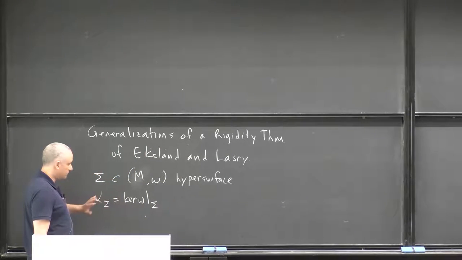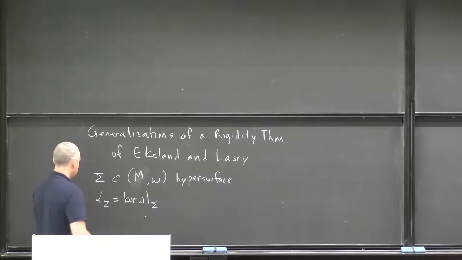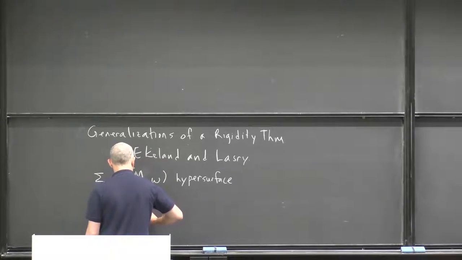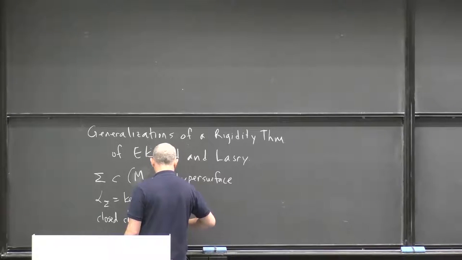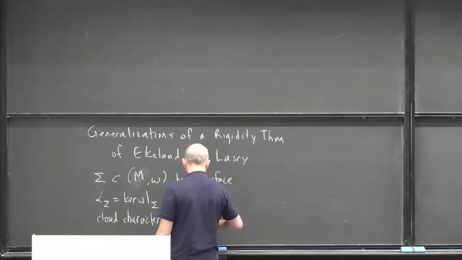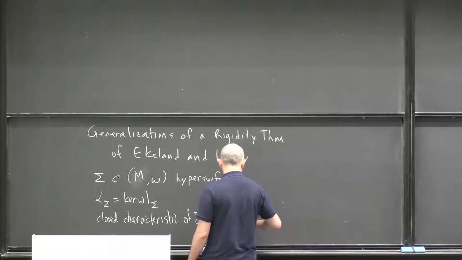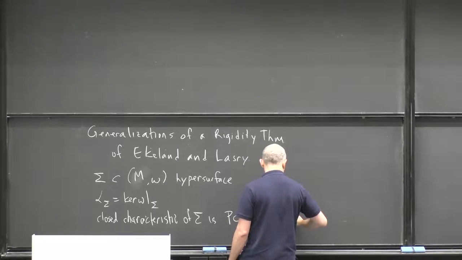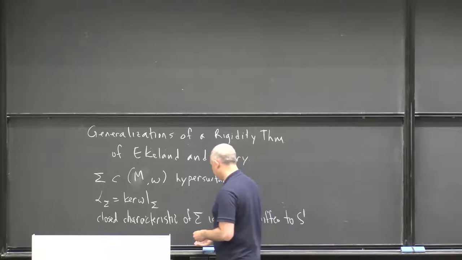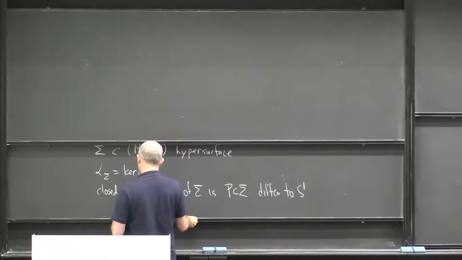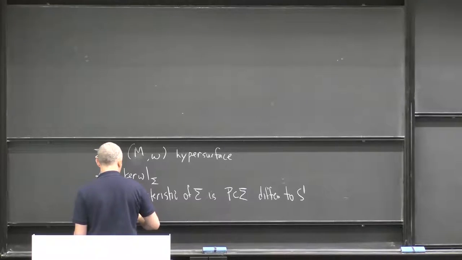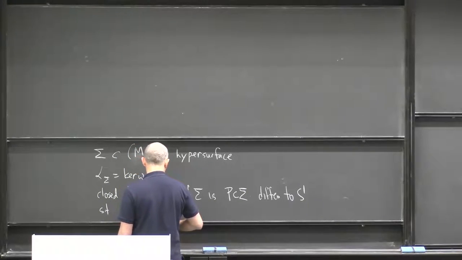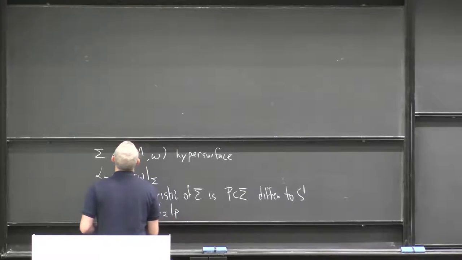And closed characteristics are defined by this line bundle in the following way. A closed characteristic of sigma is a submanifold P of sigma, diffeomorphic to the circle, such that the tangent space of this submanifold is equal to the line bundle restricted to the submanifold.